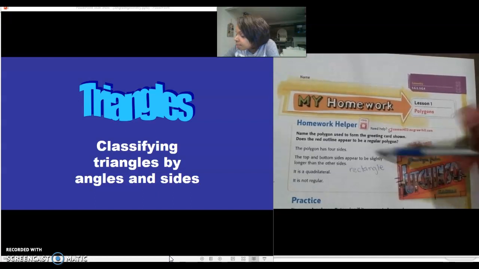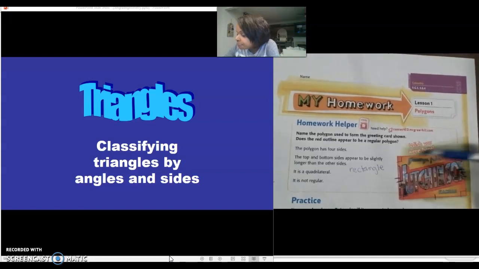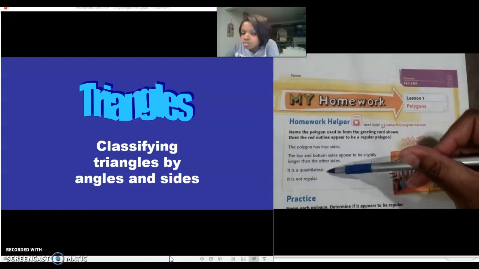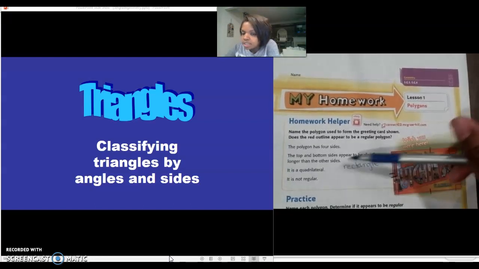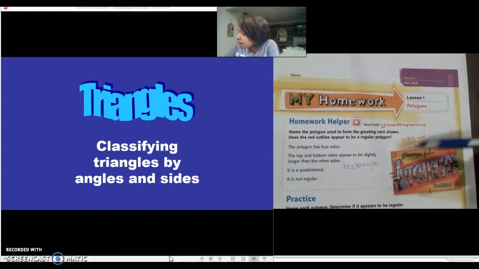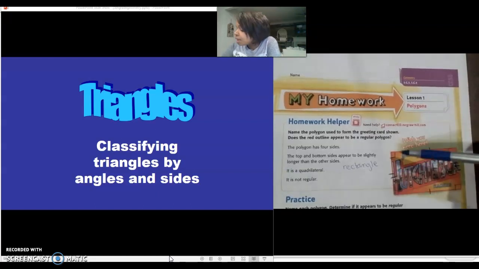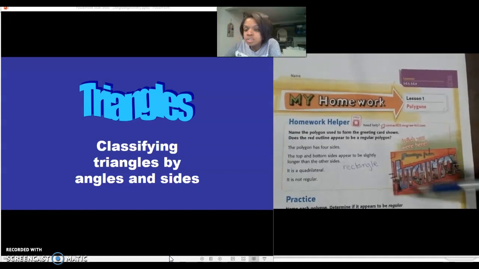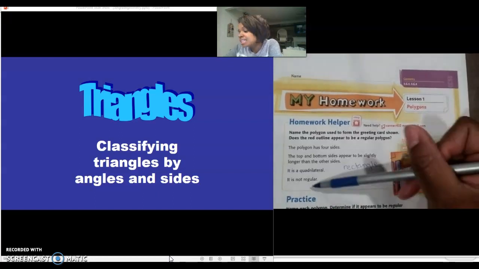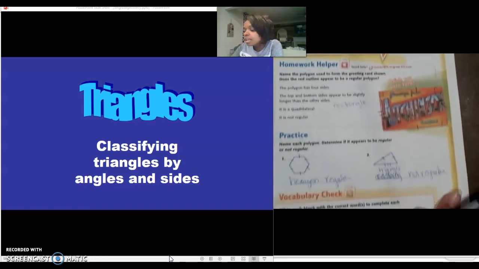Alright, so this has 4 sides, right? Top and bottom appear to be longer than the sides. So because of that, we know that it's a quadrilateral. We could call this quadrilateral a rectangle, but for this sake, we're going to call it a quadrilateral because it has 4 sides, and that's what we call any polygon that has 4 sides. Okay, and let's see, it has 4 equal angles, 90 degrees, but guess what? It does not have 4 congruent sides, so because of that, it is not regular. All right, let's look at our other ones.